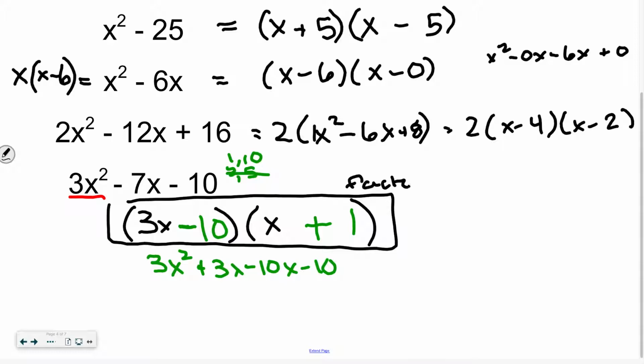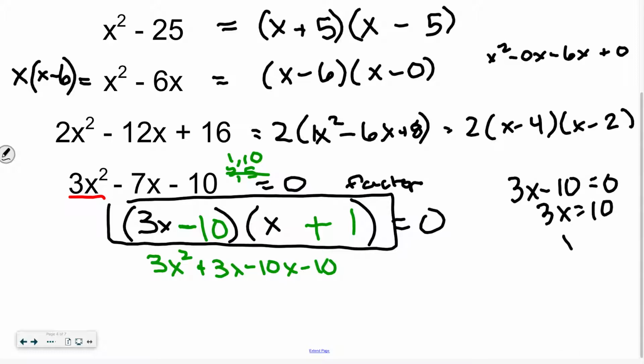Now, what if I say solve by factoring? So what if I make that equal to 0? And then this equals 0. What do you have to do with your factors? Set them equal to 0. So 3x minus 10 equals 0. That's 3x equals 10, or x equals 10/3. Okay, and then x plus 1 equals 0, so x equals -1. So your solutions are -1 and 10/3.